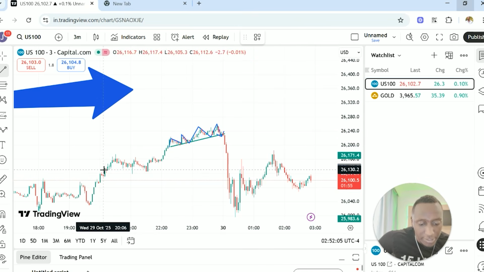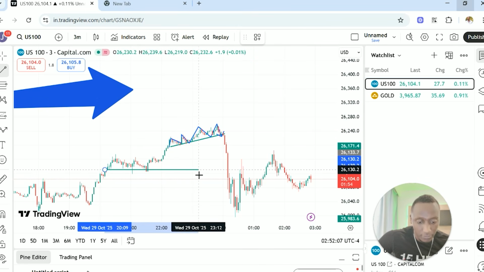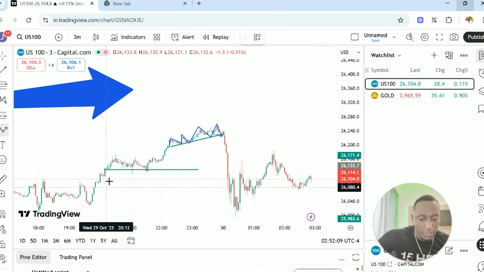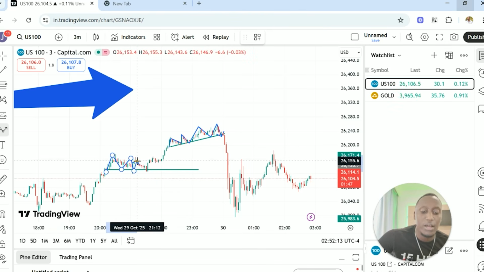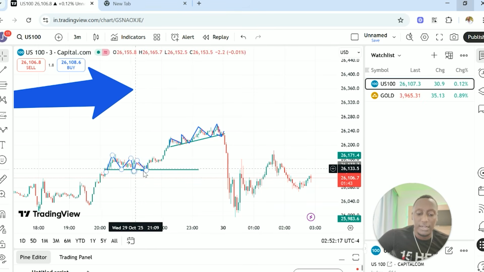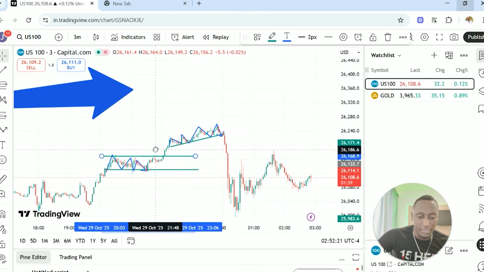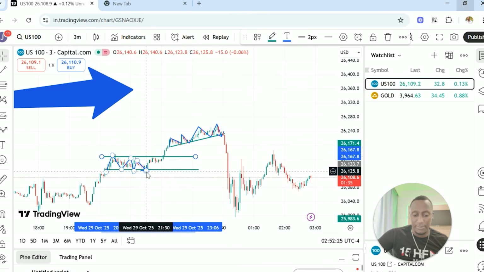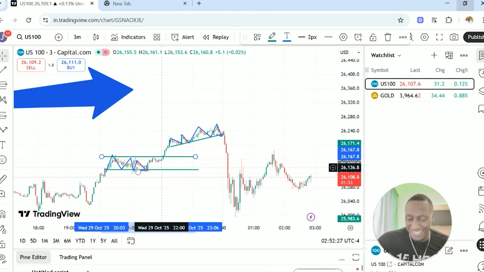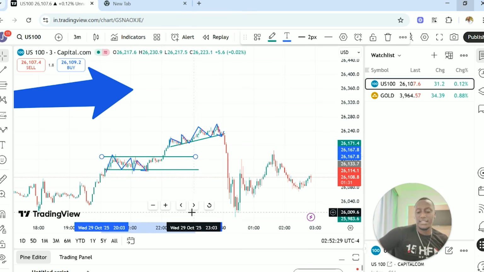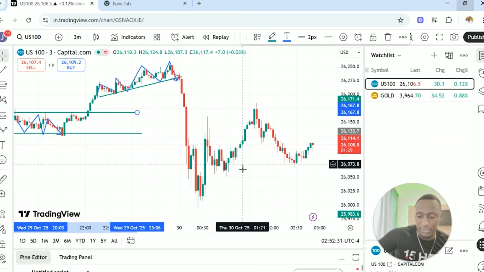Another example can be here. Notice, price went up, price went down, price went up, price went down, price went up again, price went down. This is support, this is support. And even to the upside, you can see price tries to go up, fails, goes up, fails, goes up, fails. That's resistance.